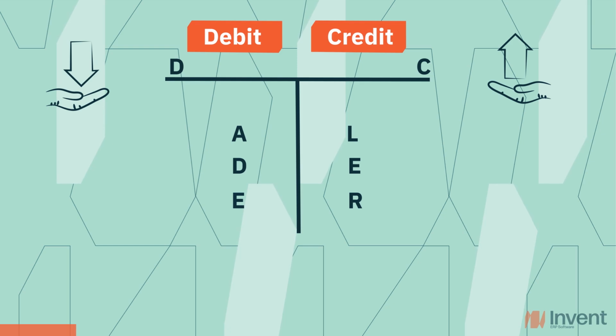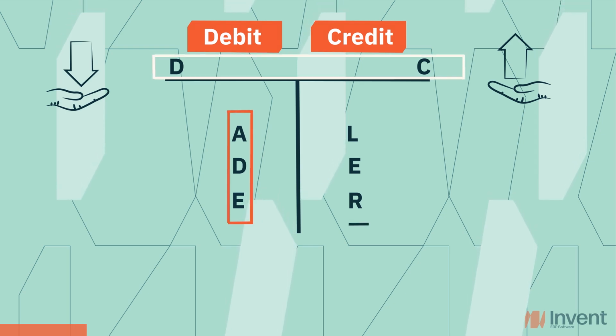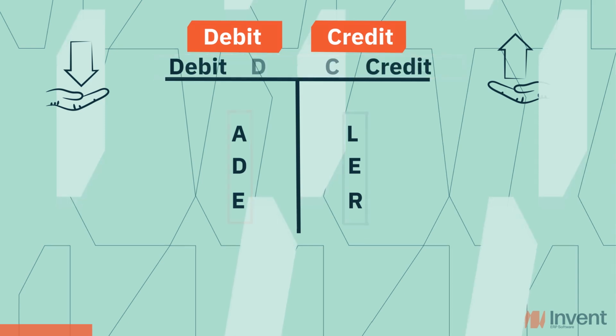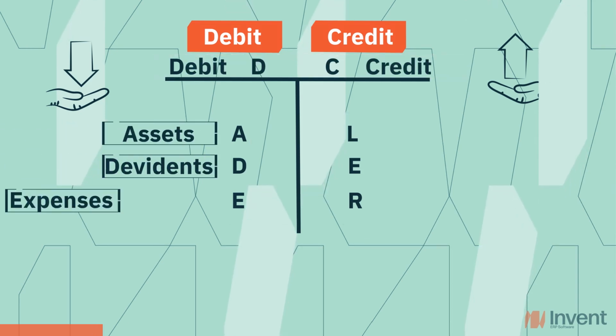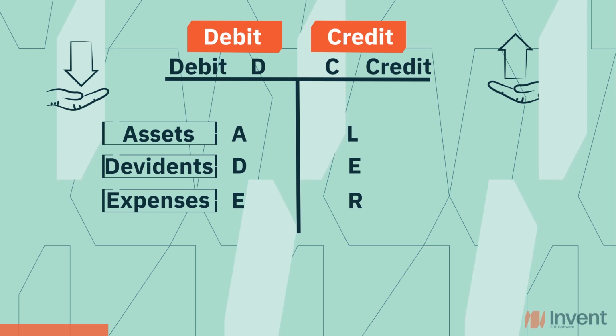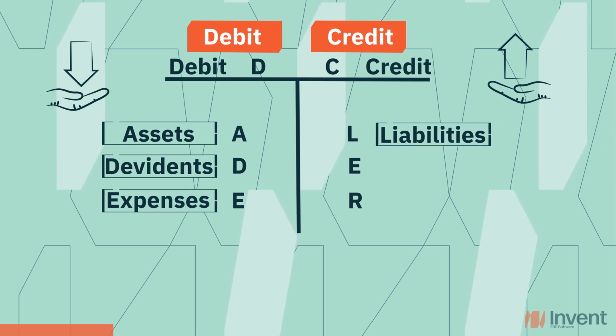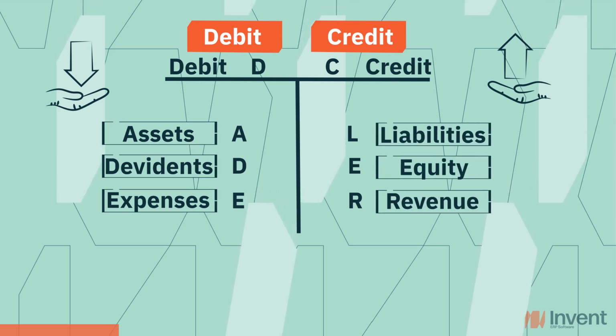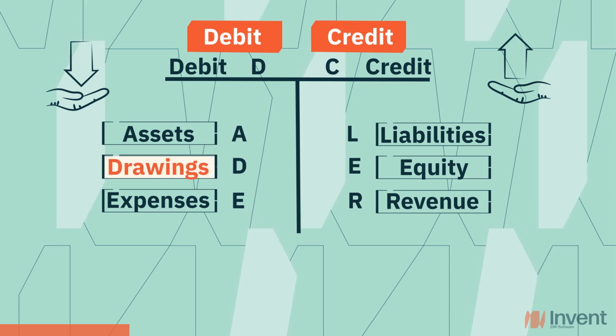Our starting point will be determining the normal balance of an account. DC, ADELER, helps: debits on the left, credits on the right. ADE, assets, dividends, expenses, are debits on the left. LER, liabilities, equity, revenue, is on the credit side, the right. Some use drawings instead of dividends. Debits and credits are core to accounting.